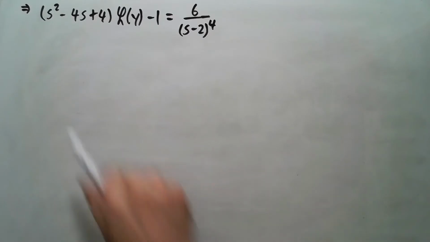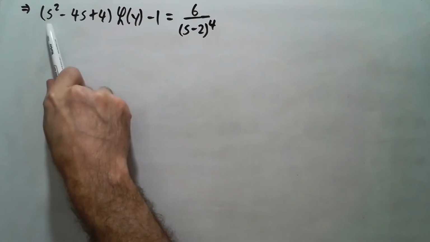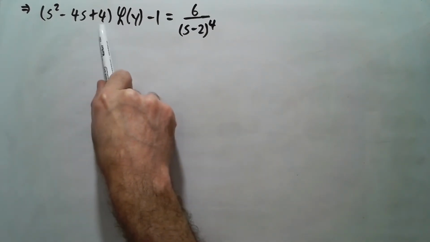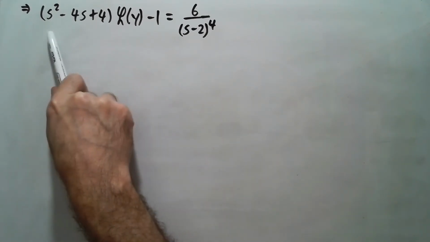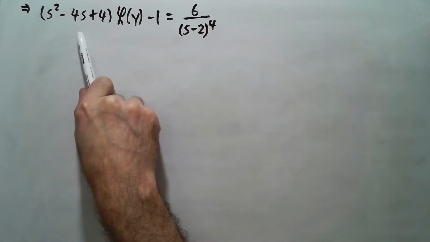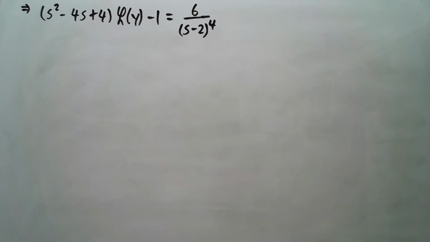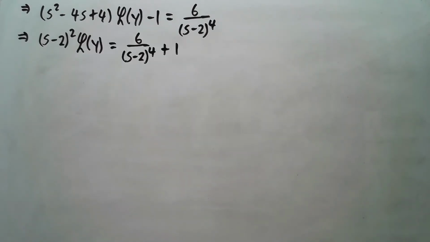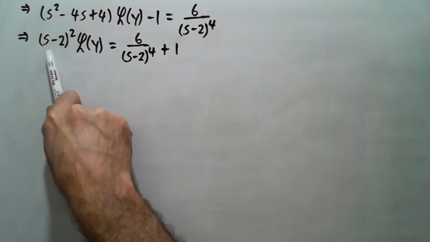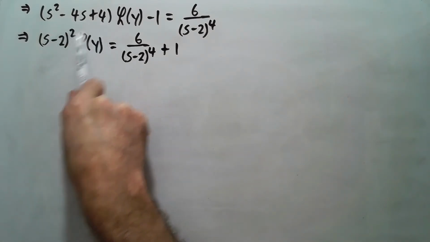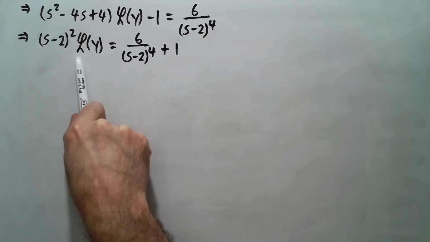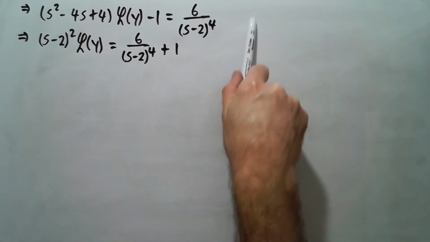Okay, so summarizing, we got this here. Now notice the s squared minus 4s plus 4 will factor as s minus 2 squared. And let's take this minus 1 across over here. So the s squared minus 4s plus 4 factors as s minus 2 squared times the Laplace of y, then I took this 1 across over here.